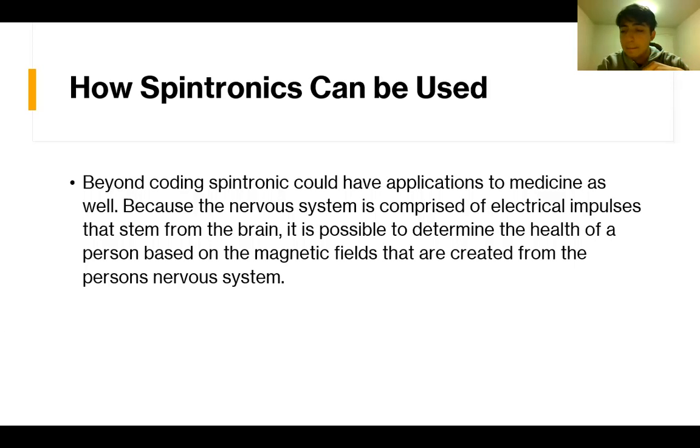Whenever you have a virus or a bacteria in your body, it sends electrical impulses telling the white blood cells to attack these bacteria and these unhealthy cells. So it's possible that it could detect the magnetic fields that are created from the body, from the nervous system. It's possible to detect brain tumors from spintronics.